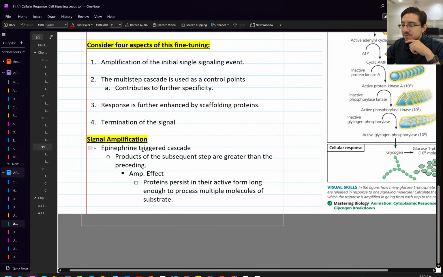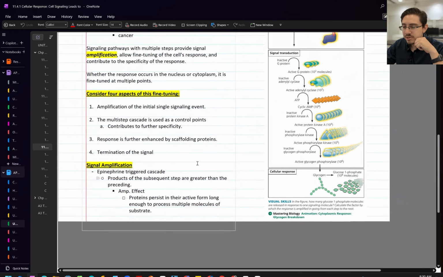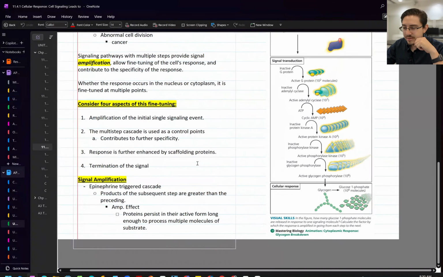So signal amplification, we know already in the case of epinephrine, it triggered the cascade. The products of each subsequent step are greater than the preceding. So you have an amplification effect. I'm going to zoom out just so you can see what is happening there.